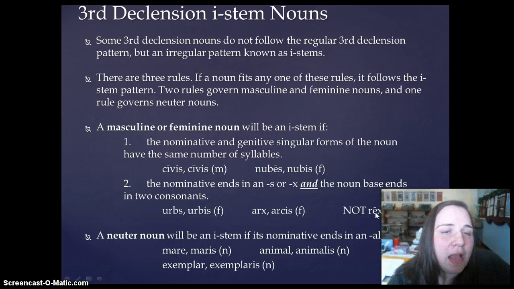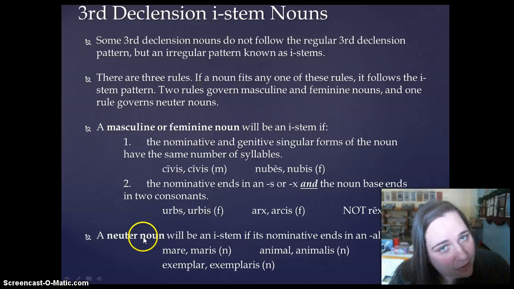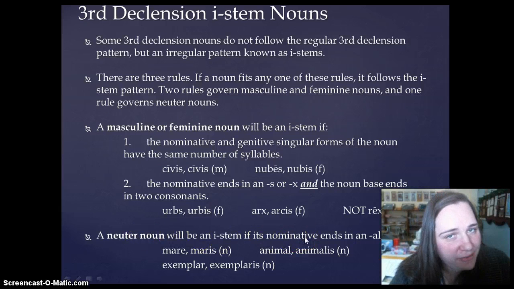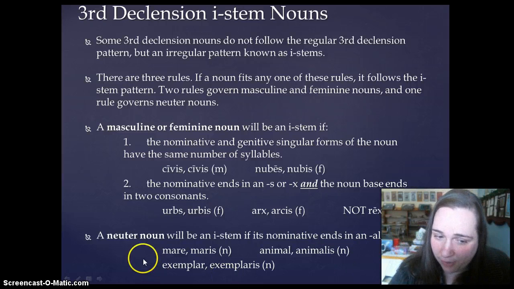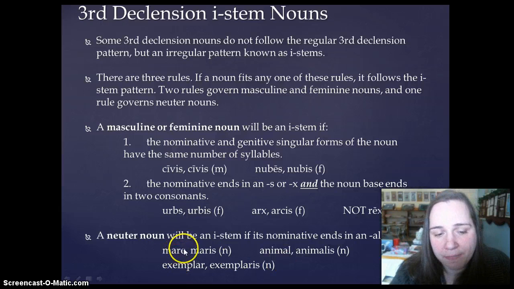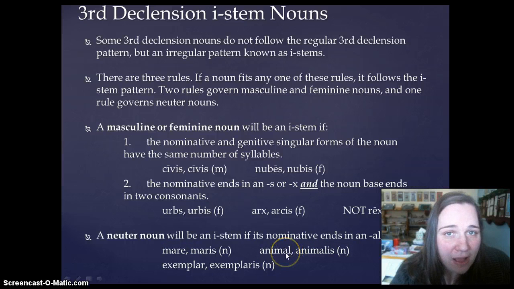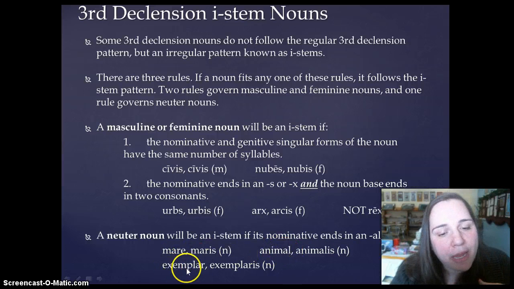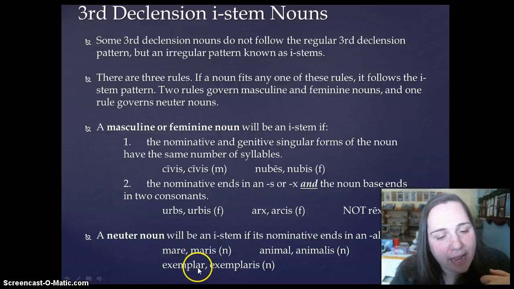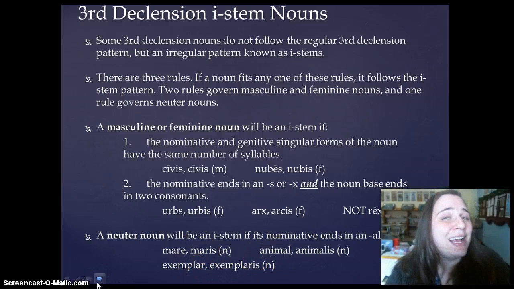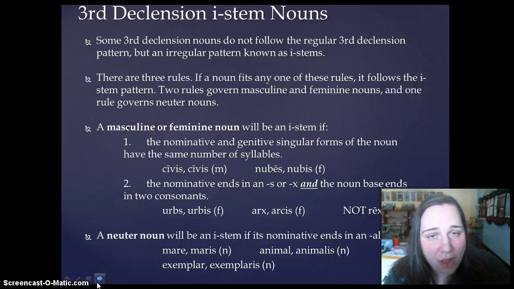The one rule that governs neuter nouns states that a neuter noun will be an I stem if its nominative ending is al, ar, or e. So, for example, mare, maris, which means the sea, ends in an e. Animal, animalis, ends in al, obviously, an animal. Exemplar, exemplaris, ends in an AR. So all three of these neuter nouns are going to be I stems. So that's how you can tell if a noun is an I stem at all.